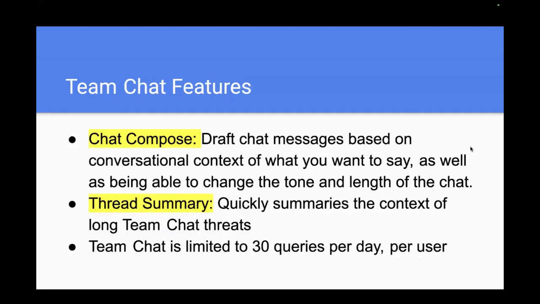Now let's look into the team chat features. Chat Compose is where you're able to draft chat messages based on the conversational context of what you want to say, as well as change the tone and length of the chat. The thread summary quickly summarizes the context of these long team chat threads. So if you have questions about a particular part, or if you just want to quickly revise things, this would help with that. Now, team chat is limited to 30 questions per day per user.